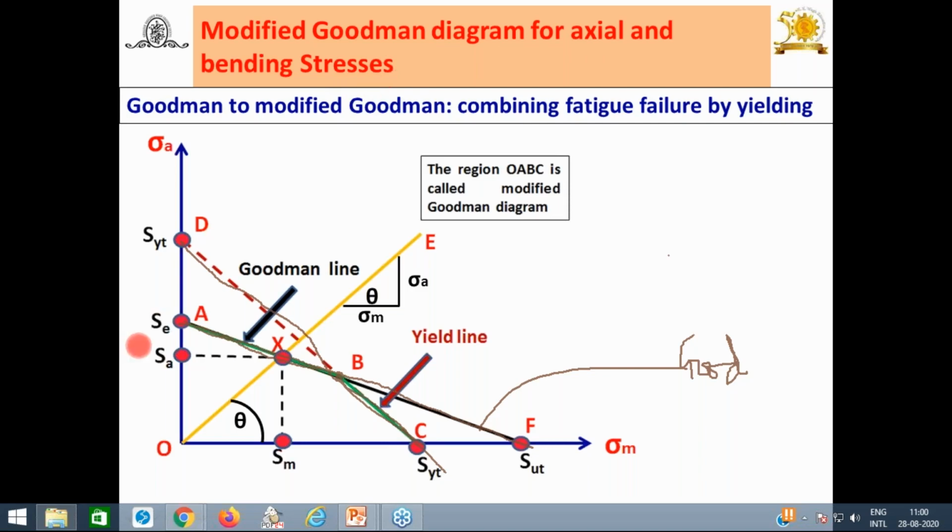Try to understand how the Goodman line is modified. Because of this B and C, we have taken B and C into consideration. It's a yield line. That means the yield region we have combined with the fatigue point. AB takes care of fatigue and BC takes care of fatigue failure by yielding. That's why we have combined the Goodman and yield line here. BC takes care of yield failure, and AB takes care of fatigue failure as usual by fluctuating load. So therefore, the region OABC is the modified Goodman diagram.